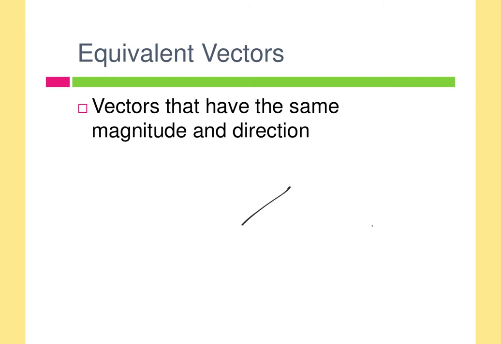I could have a vector look like this, and I could have a vector that looks like this. And they can be the same length, right? But they're not the same direction. So those would not be equivalent.